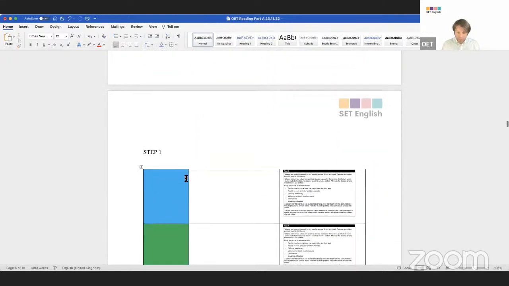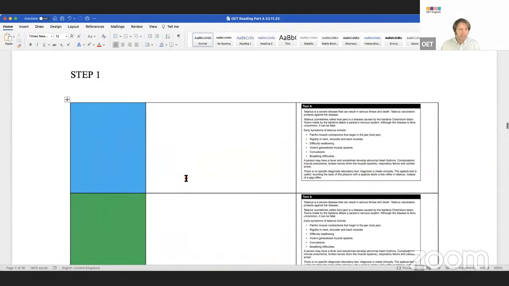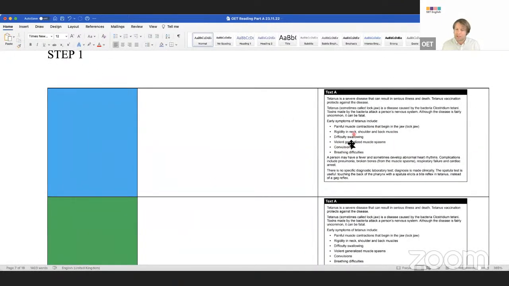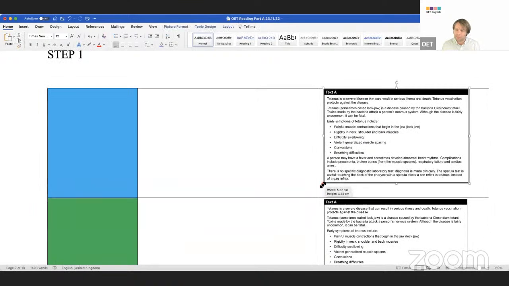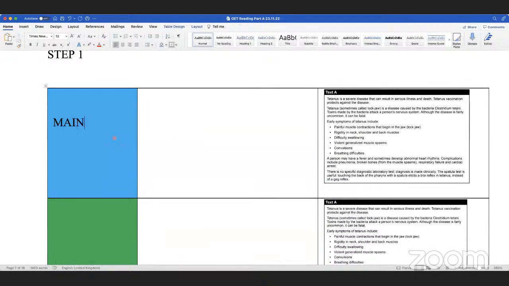We'll start with this one, and I'm going to zoom in. Can you all see this clearly? Is that text too small? Yeah. Okay. All right. So let's think about main idea then.